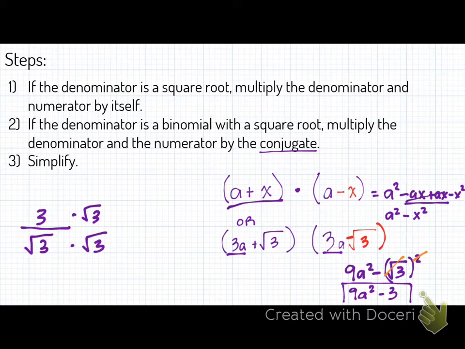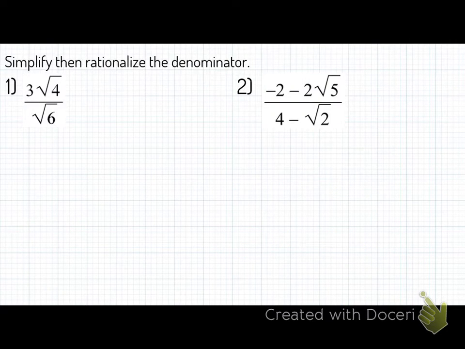Okay, students should have written this down. Let's continue on. I'm going to show you a couple of problems. Pencils down right now. Just watch right now, students. The directions say simplify and then rationalize the denominator. So you've got two parts here.